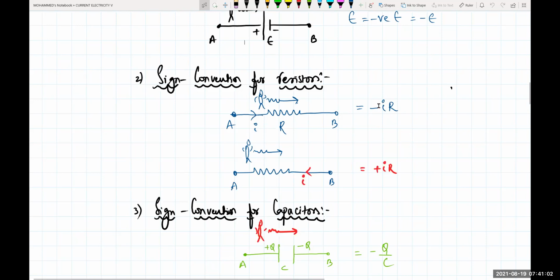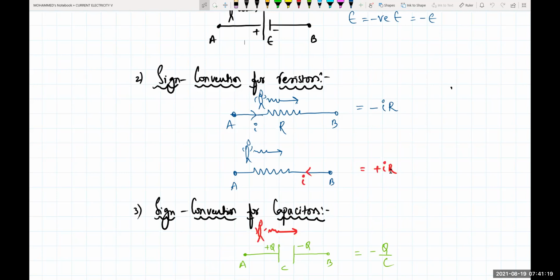Is it clear? Now see, in this resistor, I'm moving from A to B, but current is coming from B to A. I'm moving opposite to the direction of current. So when I'm moving opposite to the direction of current, the sign convention will be plus of I into R. Is it clear?